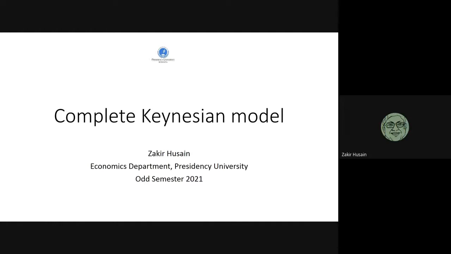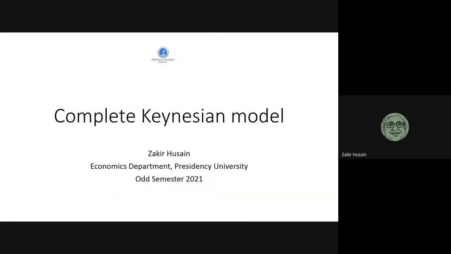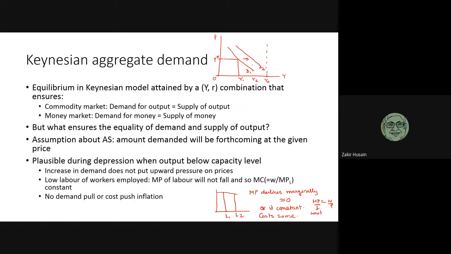So good morning, everyone. I'm going to resume the discussion of the complete Keynesian model. I'll start with a recapitulation of what we discussed in the last class. The problem that we discussed was, what is the Keynesian aggregate demand curve? How to derive the aggregate demand curve in the Keynesian model.